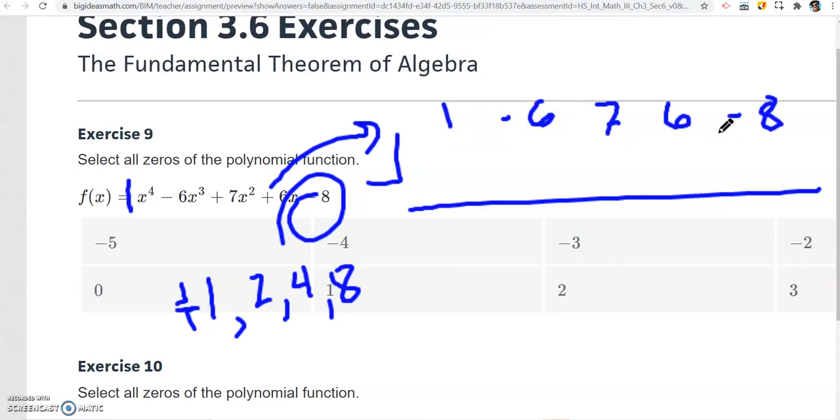And then we need to do synthetic division. I would suggest doing it on paper every time and being organized about it. You'll make fewer mistakes, and you'll have that to refer back to.